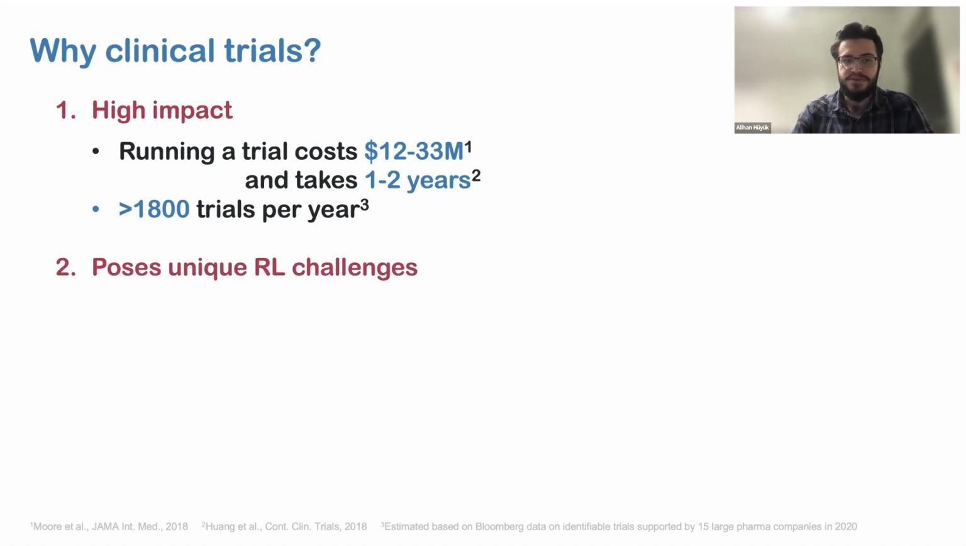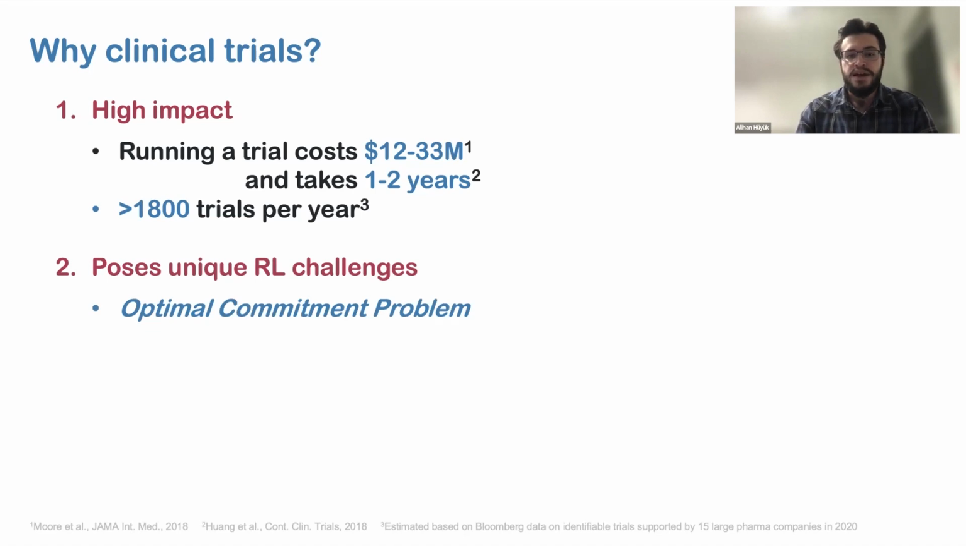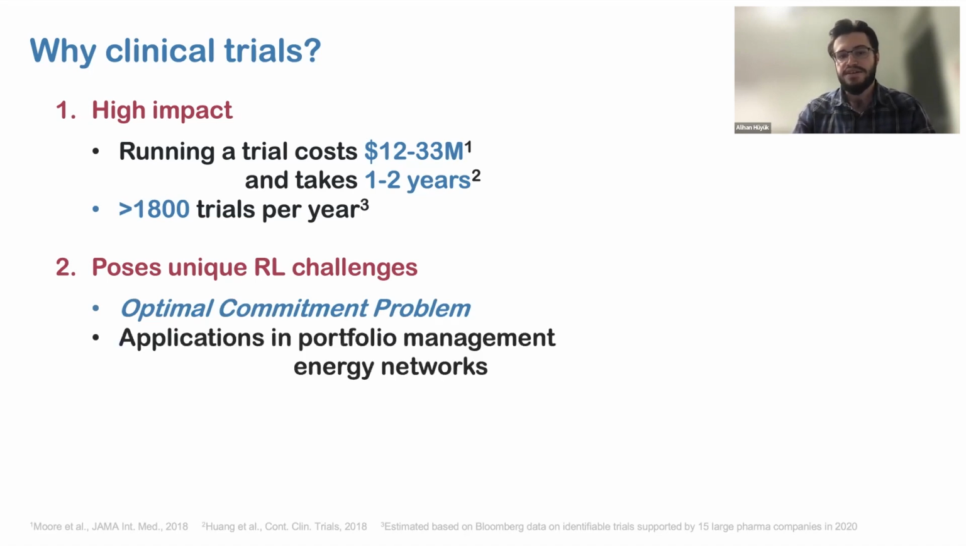The second important reason, coming more from a machine learning perspective, is that the constraint setting of clinical trials poses really unique reinforcement learning challenges. The problem that I'm going to present today is called the optimal commitment problem, which is a new type of optimal switching problem that we define, and is an example of this. Although the motivation very much comes from clinical trials, we will also see that this problem has applications in other areas like portfolio management and energy networks. So considering clinical trials with a machine learning lens can lead to solutions that are more generally applicable, because it presents very unique trade-offs that need to be addressed.